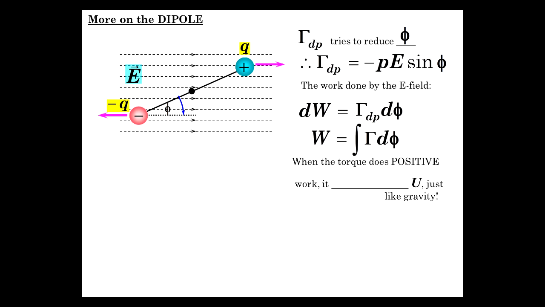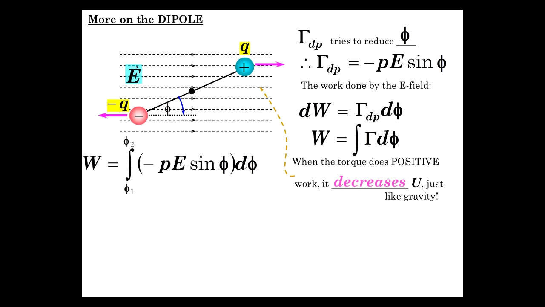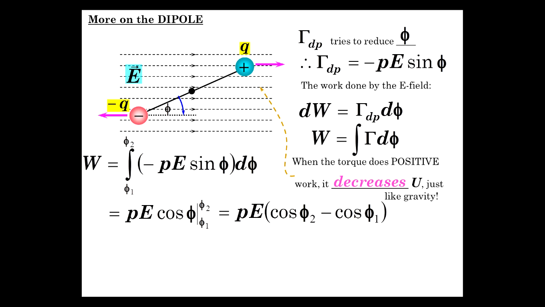Now when the torque does positive work, it's going to decrease the potential energy. Same thing that happens in our gravitational analogy. So the work done then is the integral from first angle to the second angle of the torque with respect to phi. So that's pE cosine of phi from phi 1 to phi 2. So gives us the difference in the cosines times pE.